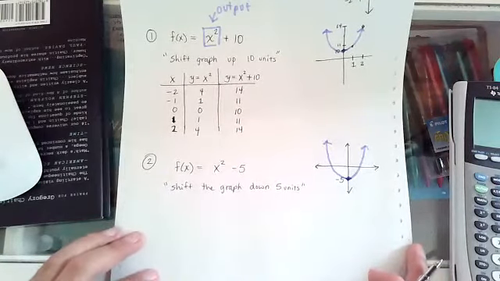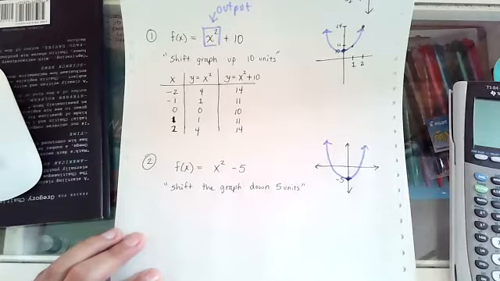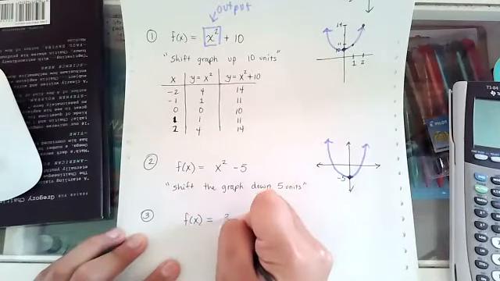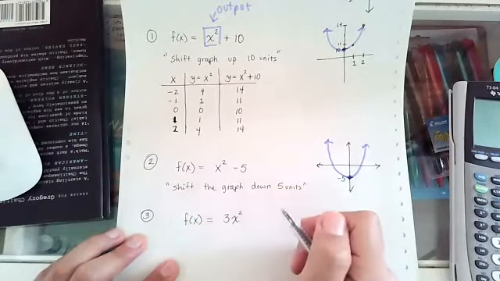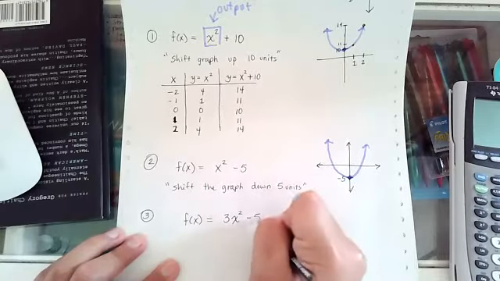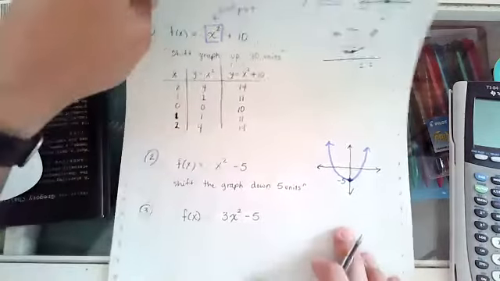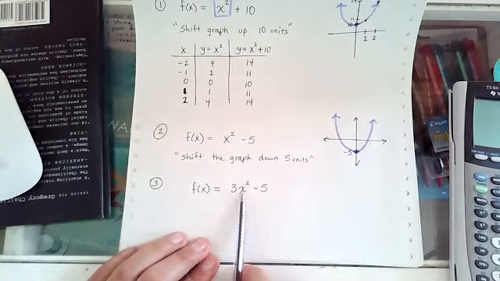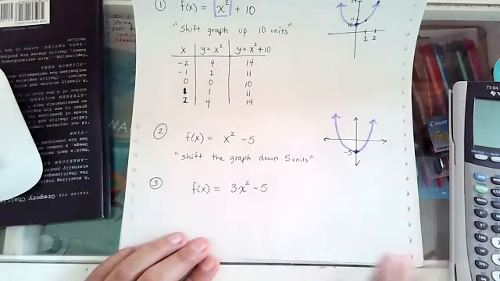Okay, let's think about multiplying this function by something. So we could have this function, and then let's say we had 3 times x squared minus 5. So 2 things are happening to this parent function. You can think of the x squared part as being the parent function part, but we've multiplied the output by something, and we've subtracted something. So there are 2 things happening to this graph.